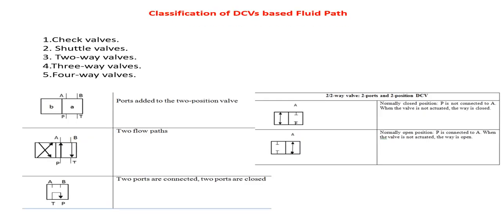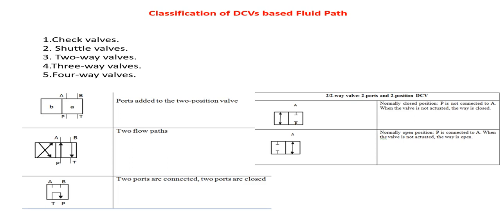So how the direction control valves are classified? They are classified as check valve, shuttle valve, two-way valve, three-way valve and four-way valves. These are classification depending on the fluid path. So as you can see how the direction control valve is depicted. If there are two positions, there will be two squares.